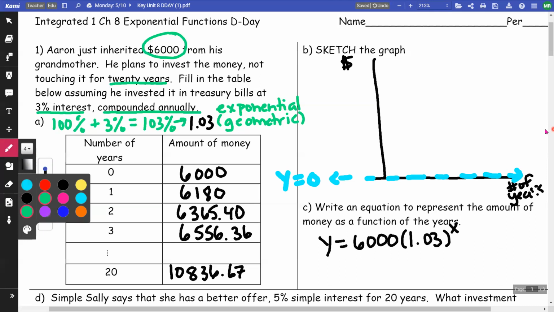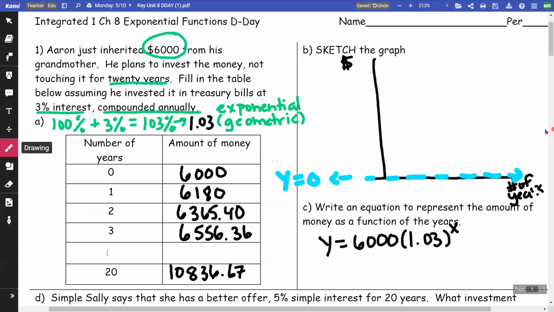Then we're going to be starting at, let's say, 6,000. So let's say this is 6,000. And then it's going to be increasing like that. So there's a sketch for me. I need to see where it starts. I need to see if it's increasing or decreasing, and this is increasing. I need to see the asymptote drawn in, and I need to see the equation.